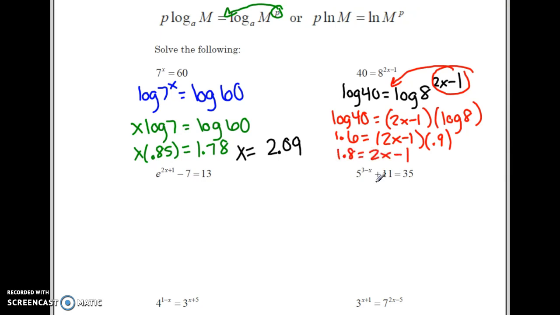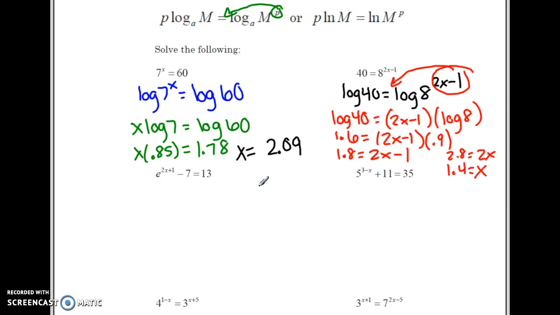Equals 2x minus 1. And now I keep solving. I add 1 to 1.8, and I get 2.8 equals 2x. Divide by 2, and I get 1.4 equals x.